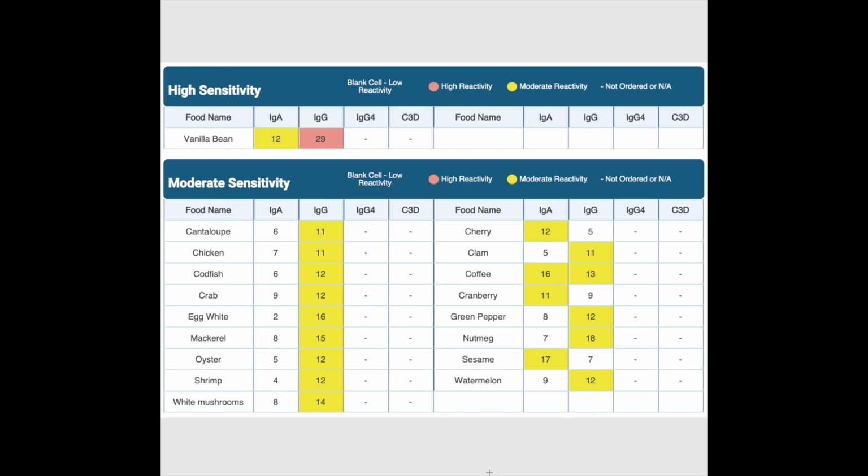So in this test, it looks at both the IgA and the IgG antibodies. And this is important because a lot of food sensitivities tests will just look at the IgG antibody. And what is an antibody? An antibody is what your immune system puts off when it is triggered to a particular food. And you're probably thinking, well, why would my immune system be triggered by a food?